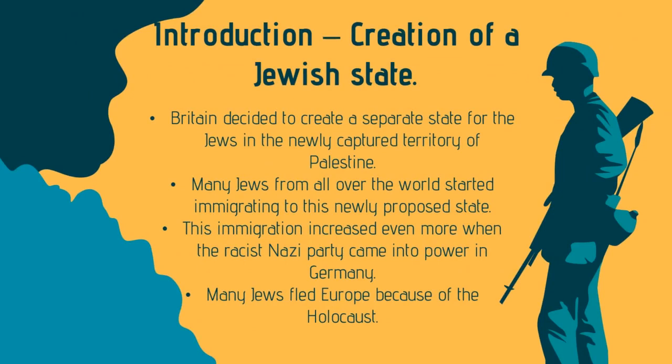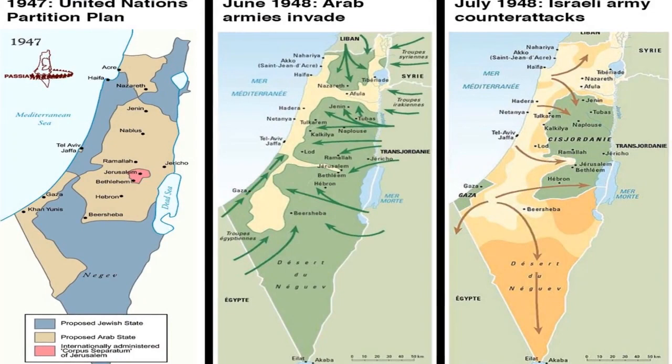More and more people started moving to Palestine, mostly because of two reasons. The first being Zionism, which was an ideology that stated that Judaism wasn't just a religion, but a nationality which deserved its own state. The second reason was the rise of the Nazi Party in Germany and the subsequent Holocaust, the mass killing of the Jews by the Nazis. The map on the left was the UN proposed plan of creating a Jewish state.